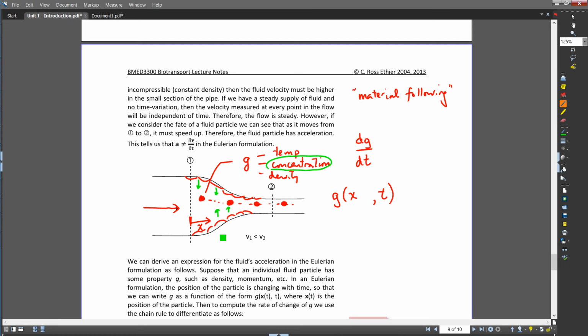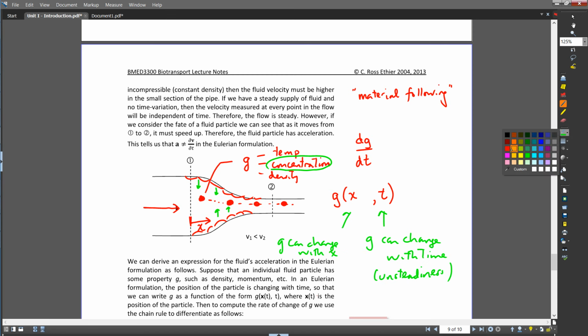But then suppose I also did something to these cells by administering some kind of a cytokine to them to make them secrete more growth factor. Then you would have a situation where things are changing with time. And so this is what this notation here represents. This tells us that g can change with time, and that, by the way, represents the unsteadiness, because if you think back, our definition of steady was that nothing changed with time. But this also shows that g can change with x position.